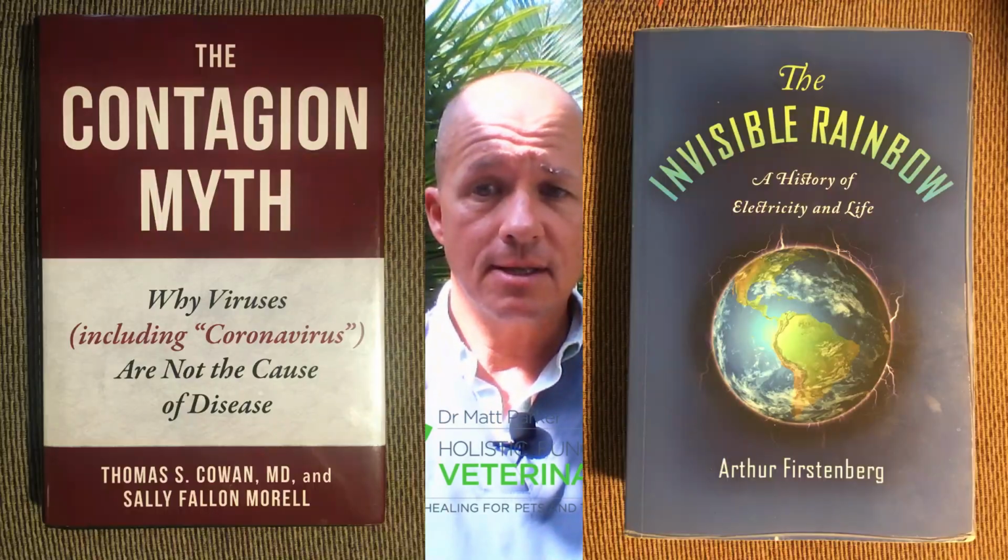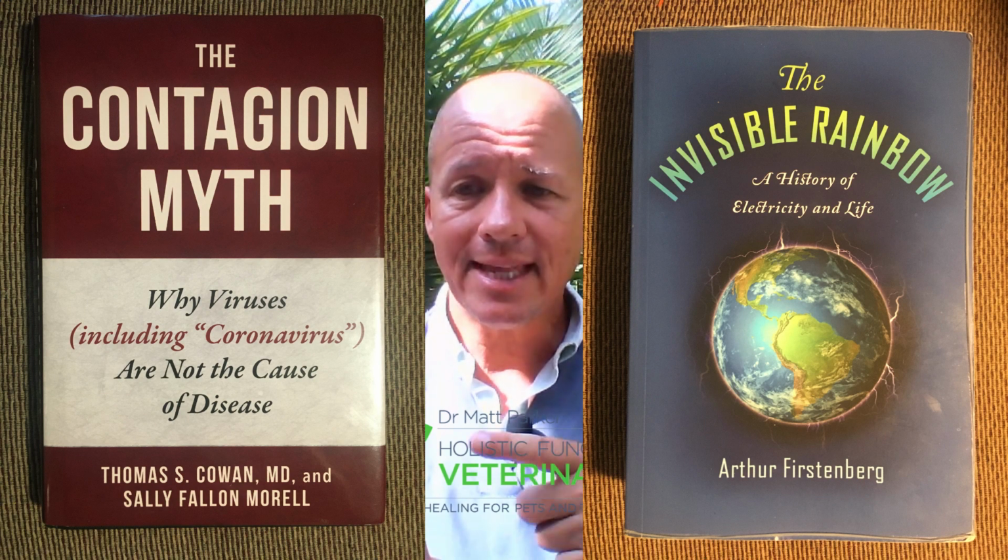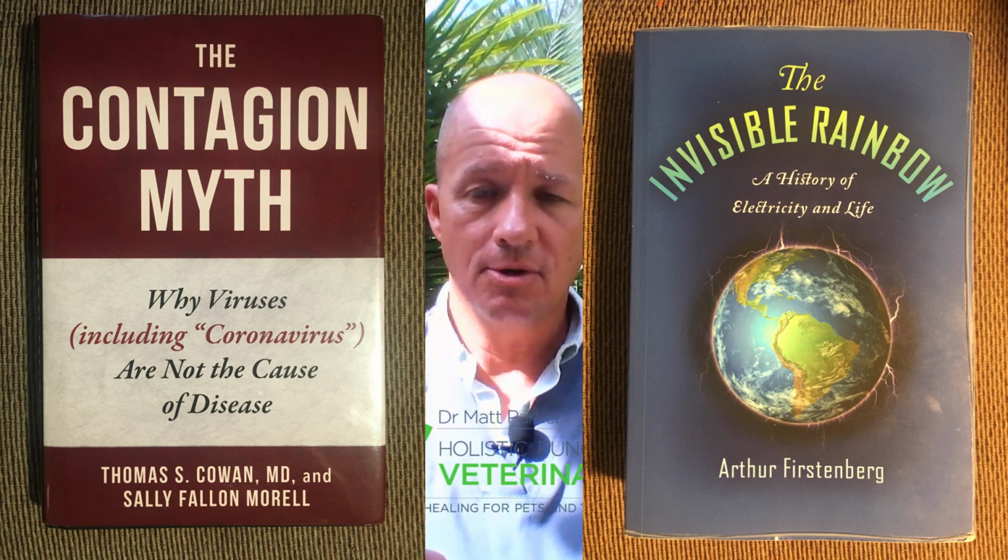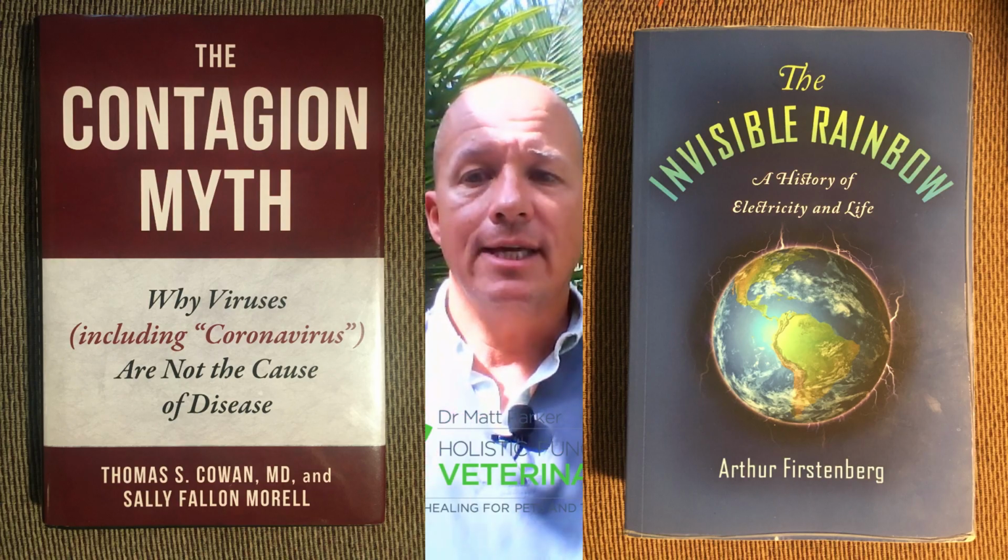The Contagion Myth by Dr. Thomas Cowan and The Invisible Rainbow by Arthur Firstenberg. They clearly demonstrate the timeline and the reasoning and the science, everything you want to know. They clearly tie it all together, especially both of those books, that flu and COVID are absolutely caused by these profound disturbances of the electrical envelope, like the Van Allen belts of the Earth. It's all created by modern man and modern technologies.